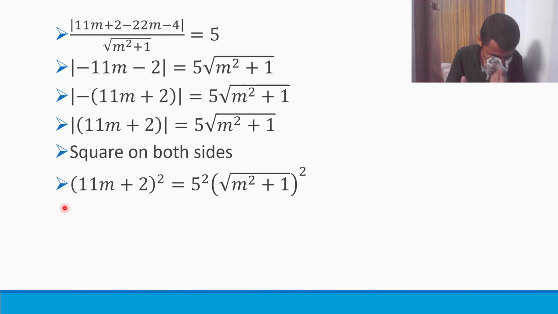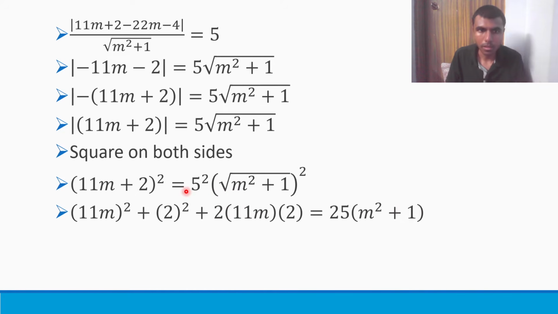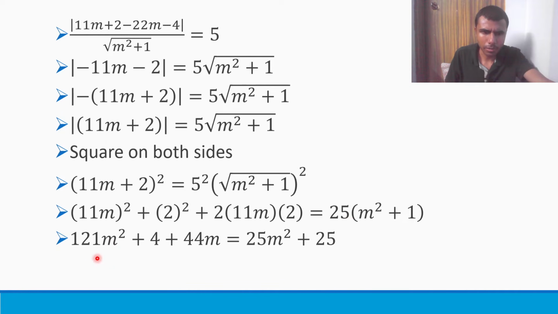Now 11m plus 2 whole square is nothing but 5 square into under root m square plus 1 whole square. These two terms will get squared also. 5 square is 25 and the under root will cancel out, giving 25 into m square plus 1. This is (a plus b) whole square, a square plus b square plus 2ab. So 11m whole square plus 2 square plus 2 into 11m into 2 is equal to 25 into m square plus 1. Now 121m square plus 4 plus 2 into 11 is 22, 22 into 2 is 44.